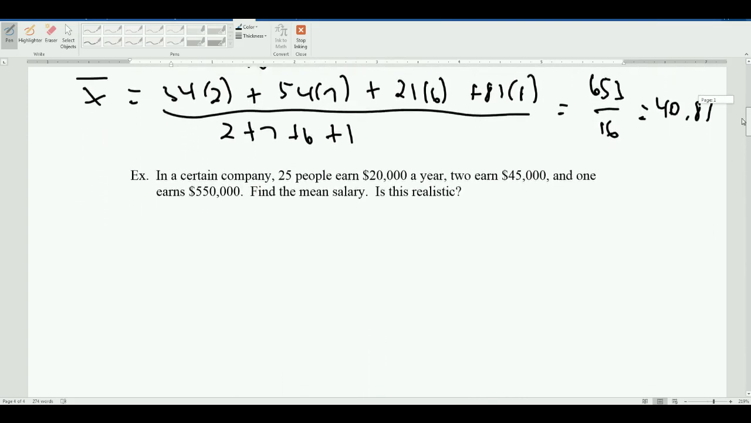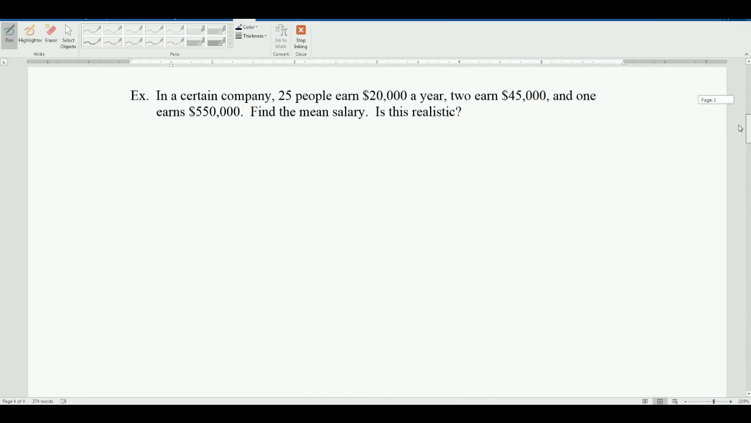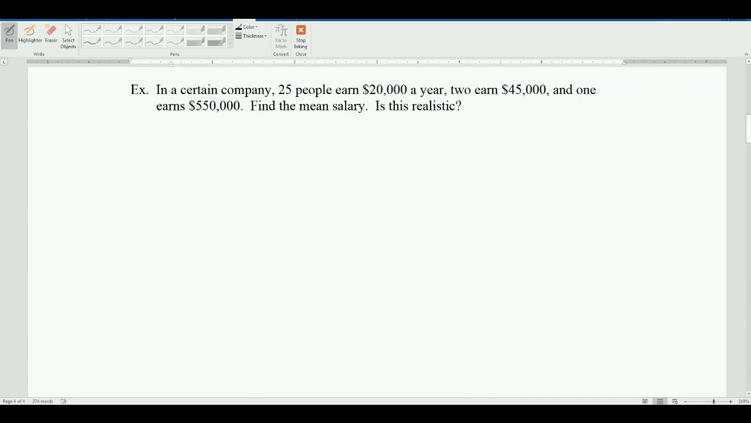Now here's a real life problem. In a certain company, 25 people earn $20,000 a year. 2 earn $45,000 and 1 earns $550,000. Find the mean salary. Is this realistic? If someone were to ask you what's the average salary for this company, would what I'm about to find be representative of that company?